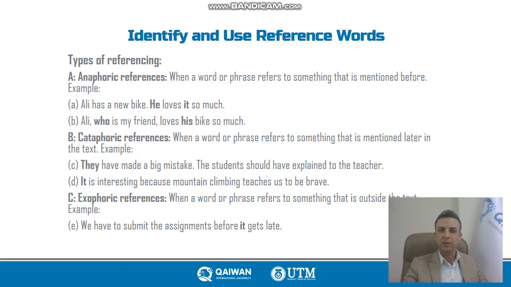We also have another type of referencing that we call exaphoric. That is when a word or a phrase refers to something that actually does not exist. We say it is outside the text. An example is this. We say we have to submit the assignments before it gets late. You see, we say it gets late. It refers to the time, but the time has not been mentioned in the text. But when we say it gets late, we know that this it refers to the time. So we call this exaphoric reference.